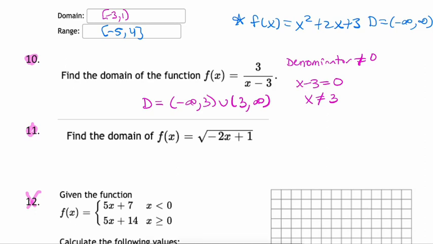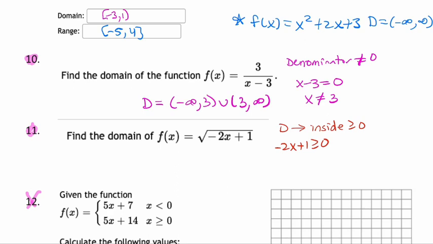Now, if our function is like number 11, for a square root, the domain is always where the inside is greater than or equal to 0. You just have to solve that inequality. So you just have to recognize if it's a polynomial, it's all real numbers. If it's a fraction, I'm going to remove any excluded values. If it's a square root, set the inside greater than or equal to 0. So I'm going to set negative 2x plus 1 greater than or equal to 0, and I'm going to solve it.